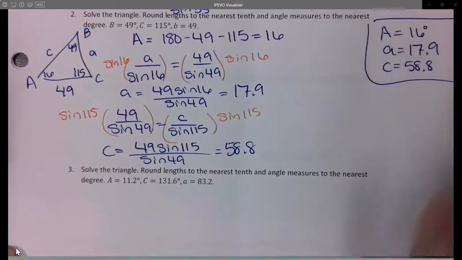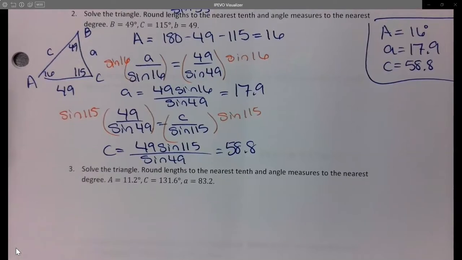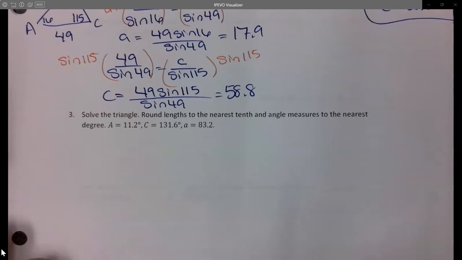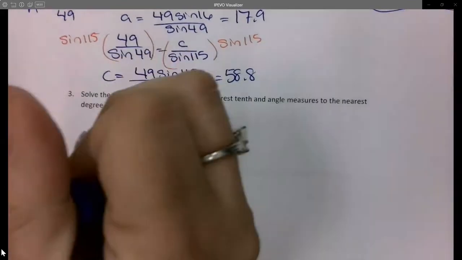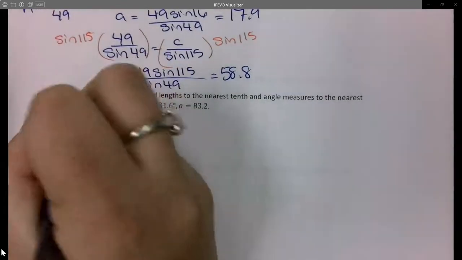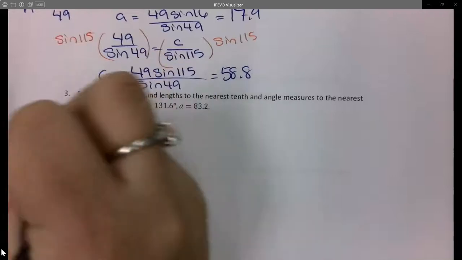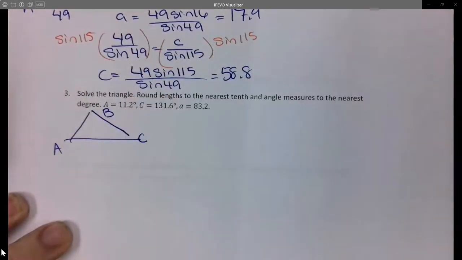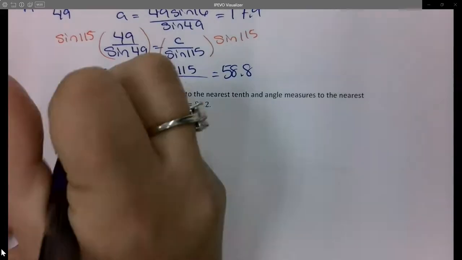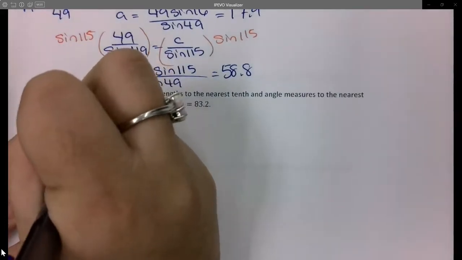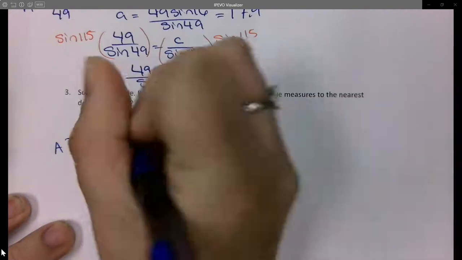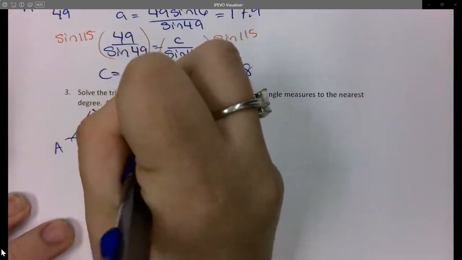So these three are my answers. Number 3 again wants me to solve the triangle and then round the lengths to the nearest tenths and angles to the nearest degree. So I am going to label A, B, C. I know angle A is 11.2, angle C is 131.6, and side A is 83.2.